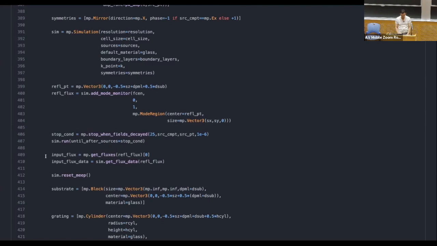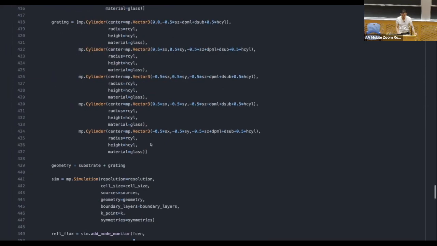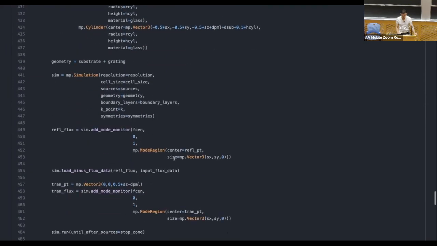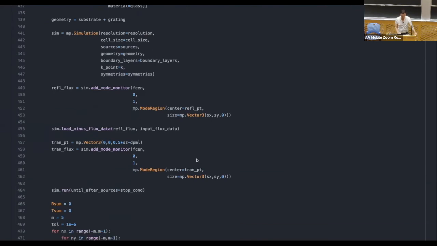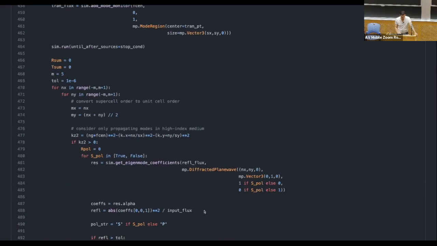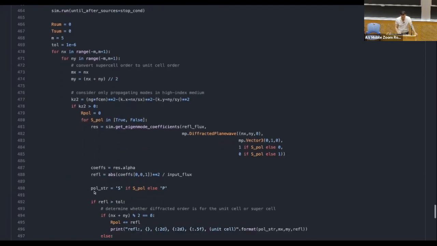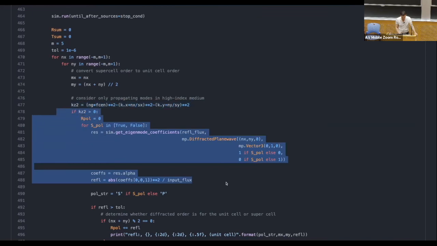Same way as we did before for the 1D grating, store the result in these 2 variables, set up our substrate and our grating, and then add our 2 reflection and transmittance monitors. So here they are. And then we're going to do a loop, okay? And this is the important part of this tutorial. We're going to do a loop over these diffraction orders and verify whether they're real or not. So this is the key part in this script.